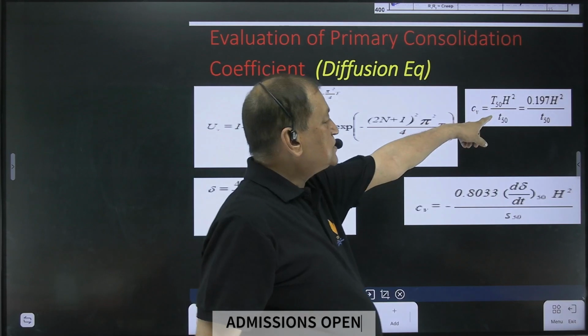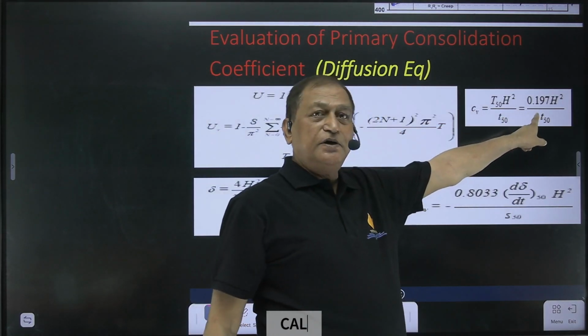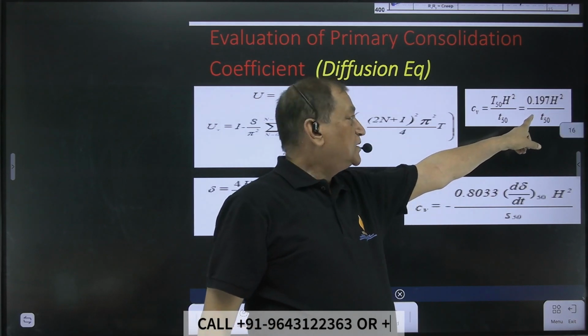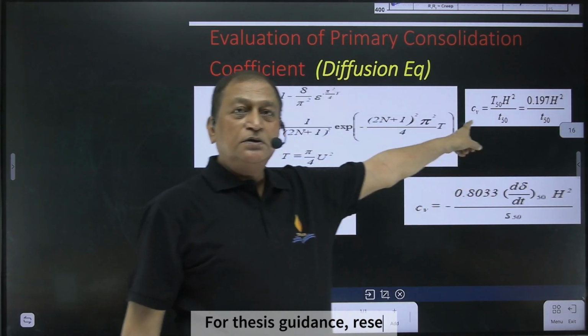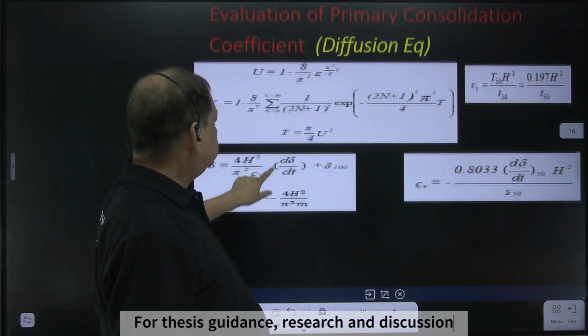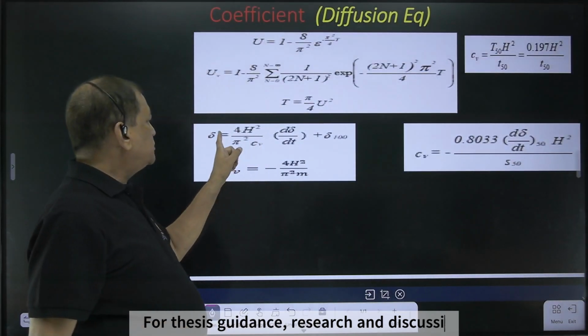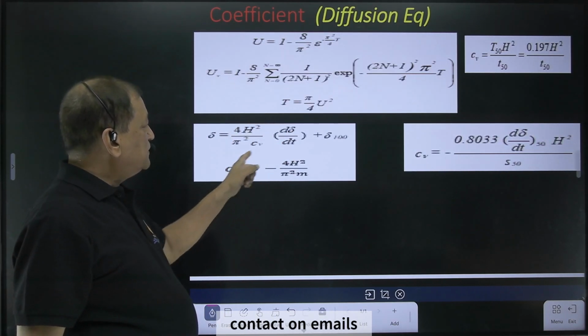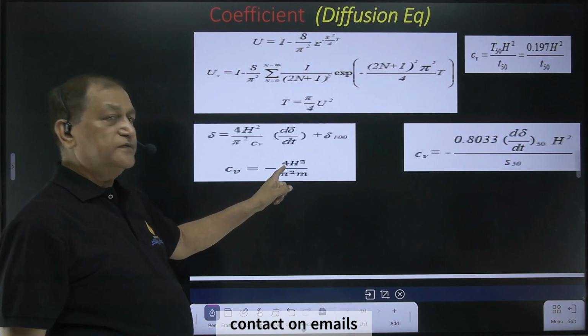Earlier we were using these equations, we were using time T50. When the time of load increment is not known, then this T50 is not known, so this could not be determined. Now we have the new formula. We could use this settlement versus rate of settlement, the slope of this curve. This gives the coefficient of consolidation, CV.